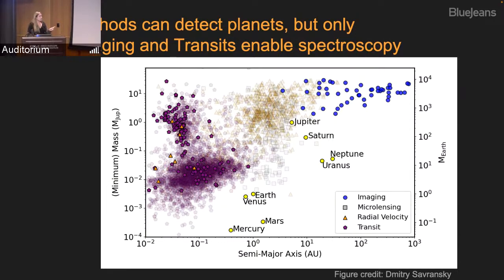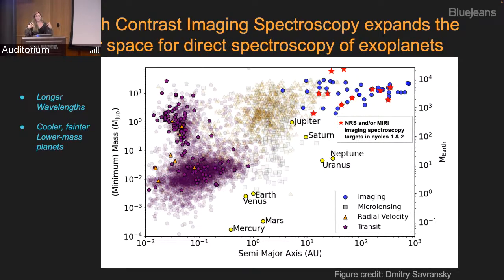Another feature on this plot is that everything in bold or with an outline is an object with spectral information. So essentially, only the transiting method and the direct imaging method can give us spectral information, which can tell us about their atmospheres and how they might have formed. So if we do direct imaging spectroscopy with JWST, we'll be able to extend our spectral coverage past 3 microns. But JWST will also try to expand the region of direct imaging spectroscopy to fainter and lower mass planets.